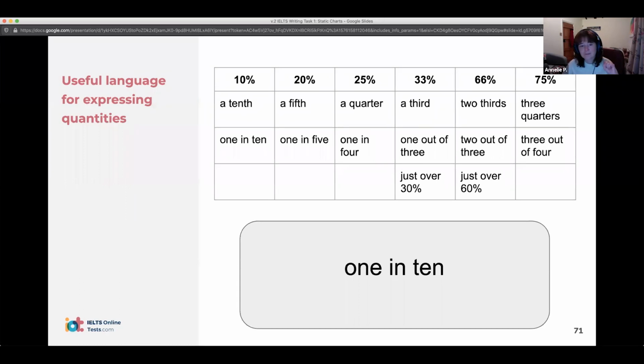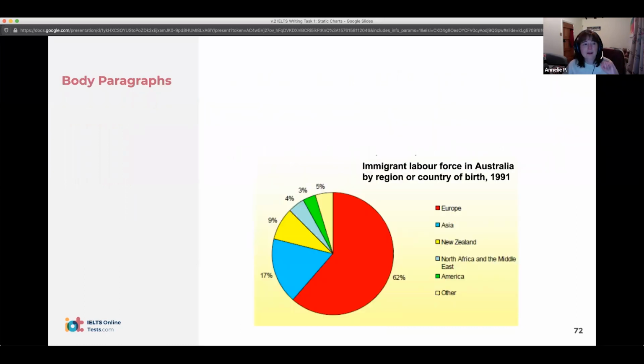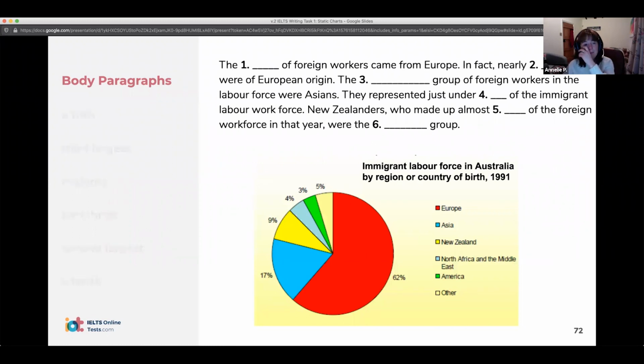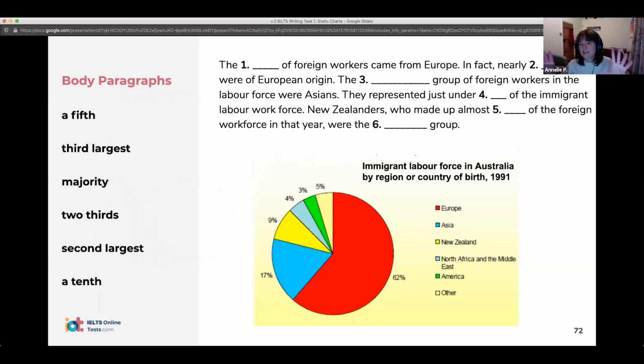Okay. So let's have a look. Let's write these body paragraphs. So we've actually done it for you. It's all written out. And what we're going to do is match the gaps to the words there. Okay. So the majority of foreign workers came from Europe. Okay. And then we go into our details. So number 2. Okay, exactly, nearly 2/3. So we've got the approximate language and we've got the fraction as well.